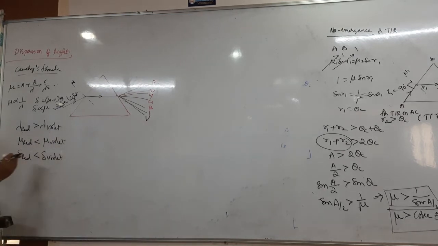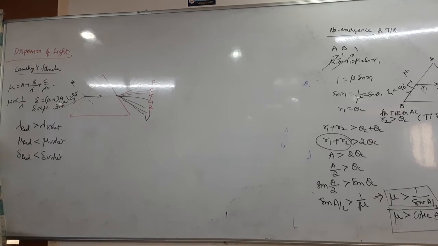So this is the main phenomenon of the deviation. First of all you have to apply Cauchy's formula. From the Cauchy formula I can say that mu is inversely proportional to lambda. And also we know the minimum deviation formula. What is the minimum deviation formula, Sangeetam? Delta is equal to what? You don't sing, why? Because you are Sangeetam. So here the minimum deviation formula is delta equals mu minus 1 into A.